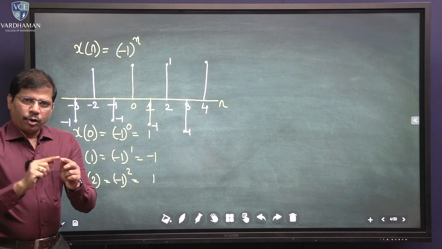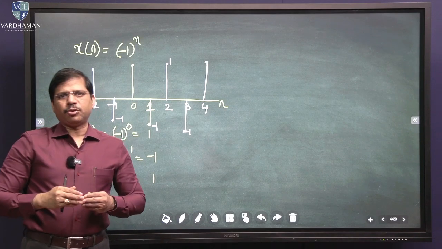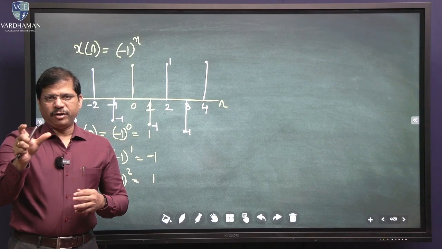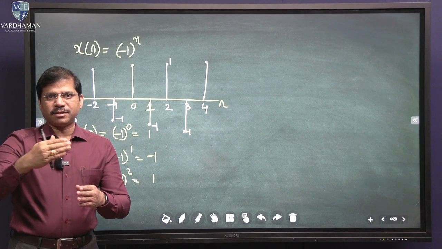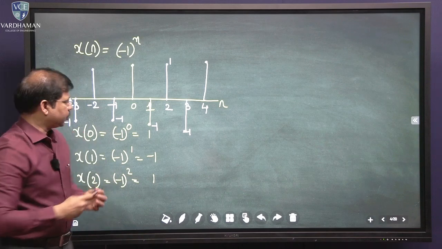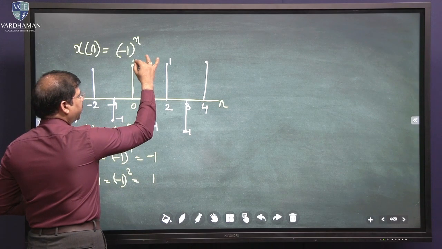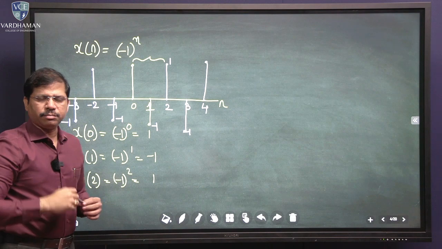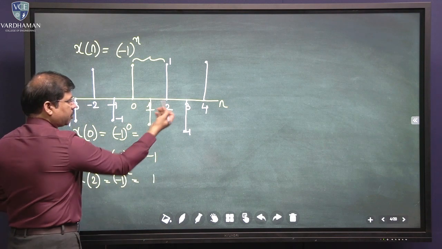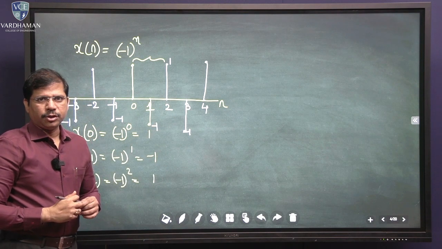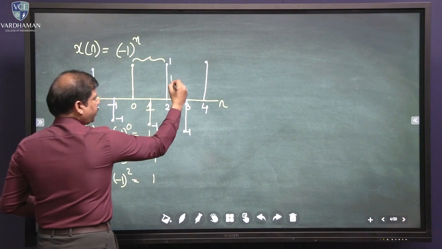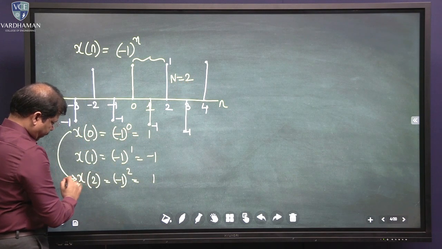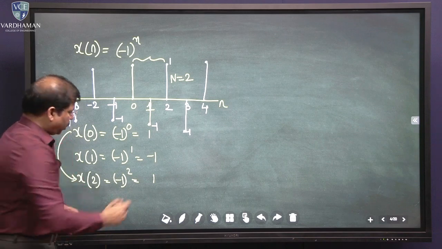So what is the minimum value of n so that my signal gets repeated? By looking at it, I have seen the value at n equal to 0, but the same value I can also see at n equal to 2. So what is the time period? I can easily say n equal to 2, which is the same as this. How do I get this?